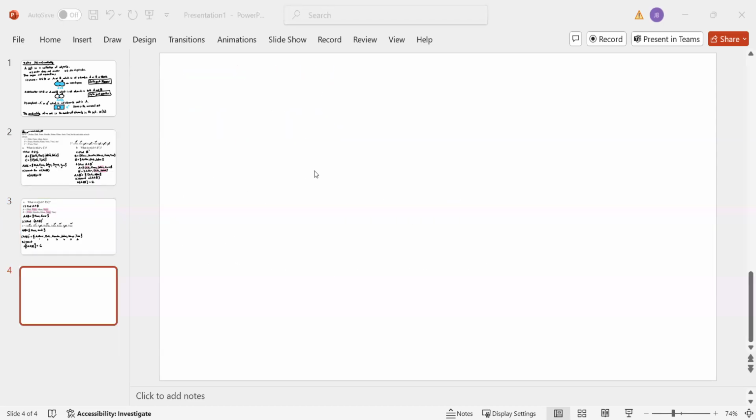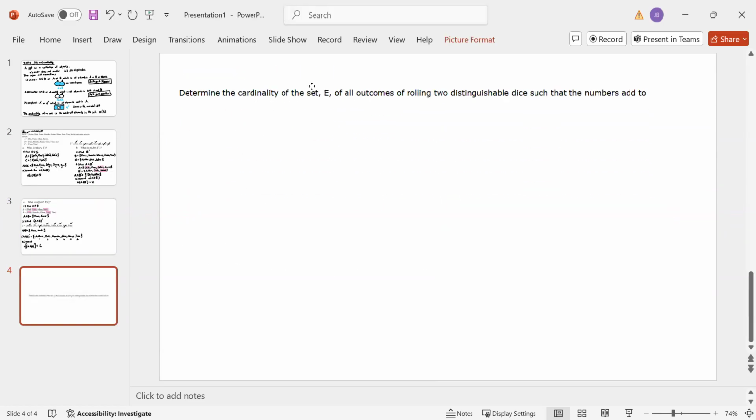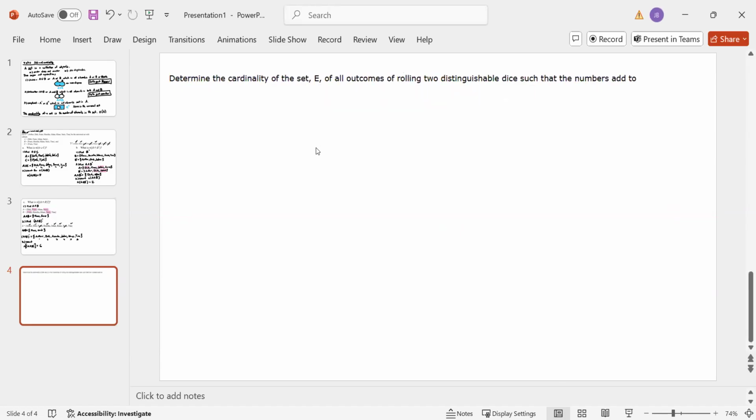So we're going to do an example from the homework. I'm just going to change the number to make it a little bit more interesting. So determine the cardinality of the set of all the outcomes of rolling 2 distinguishable dice that add up to, let's do 6, okay? So here you have to think about it just a little bit more logically.